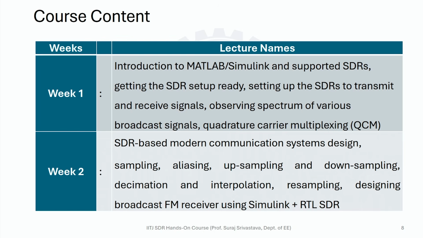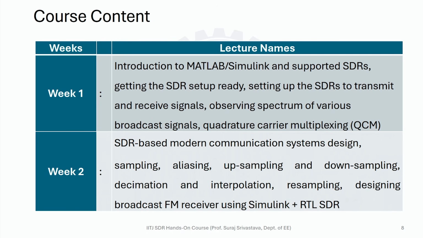In week 2, we will also go through some digital signal processing related topics, because as you know, the software defined radio is a digital device. So it will require sampling. We should know what the sampling theorem is and what the constraints for sampling are. If we don't sample at the required rate, what happens? That is called aliasing. What is the effect of aliasing?